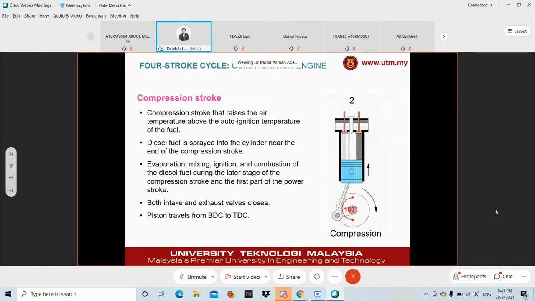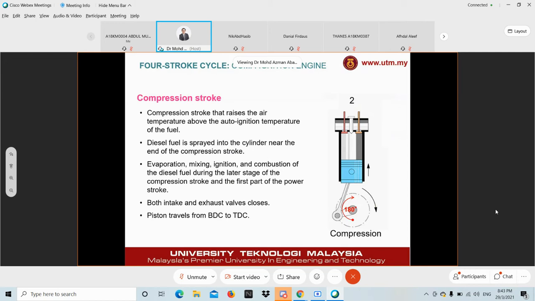Next is the compression stroke, same as before. This is when the piston starts to move from BDC to TDC. It raises the air temperature above the auto ignition temperature of the fuel. Okay, so the diesel fuel is sprayed into the cylinder near the end of the compression stroke, just before the piston reaches the TDC.